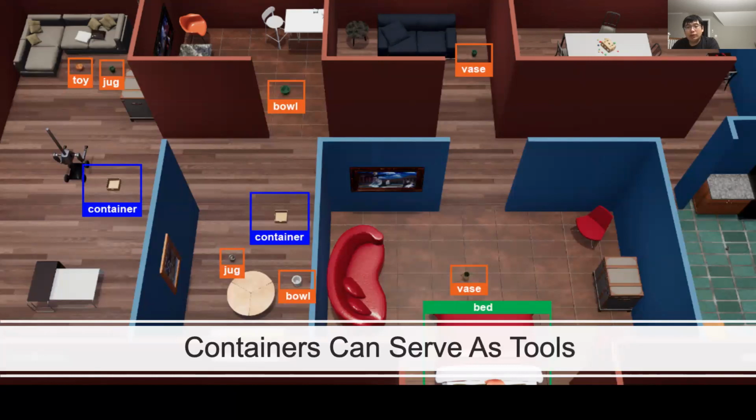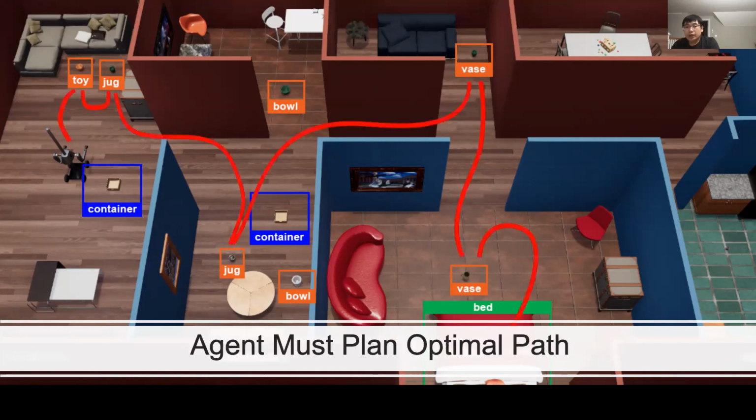We also position several containers around the house that can be used as a tool to transport objects efficiently. Without using a container as a tool, the agent can only transport up to 2 objects at one time. However, while the container can help the agent transport objects more efficiently, it will also use up some of the valuable interaction budget to find the container. So therefore, the agent must reason about a case-by-case optimal plan.